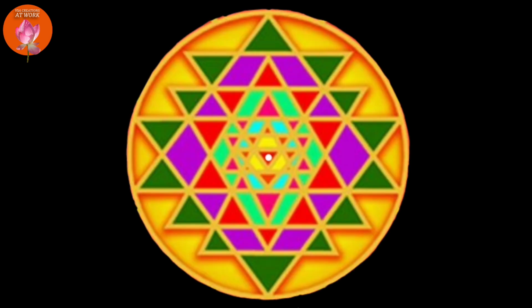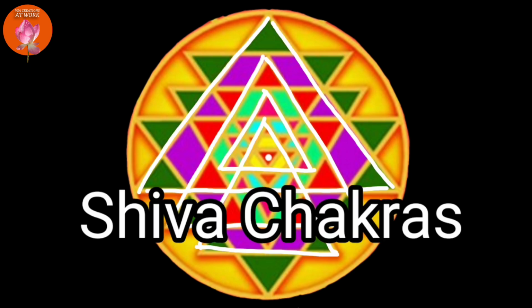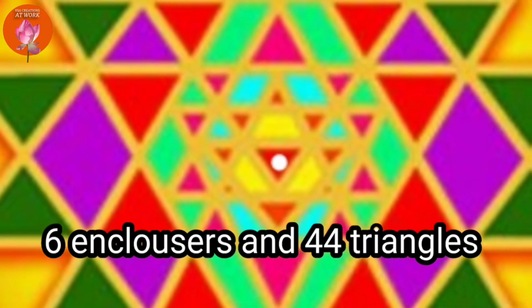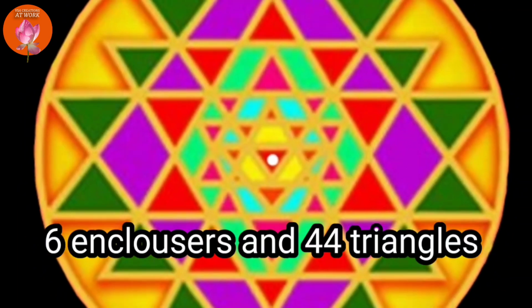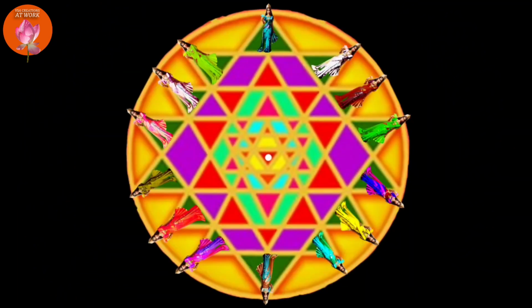There are 9 triangles in Sri Chakra. Out of these, 4 triangles face upwards and 5 triangles face downwards. The upward facing triangles are known as Shiva Chakras and the downward facing triangles are known as Shakti Chakras. When these triangles intersect one another, 6 enclosures and 44 triangles are formed. Now let us look into the names of these Shakti deities.